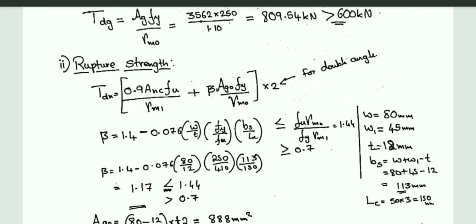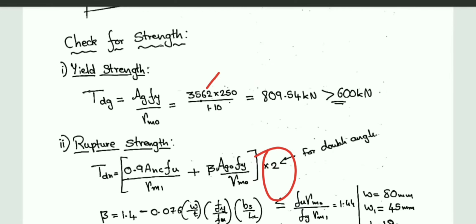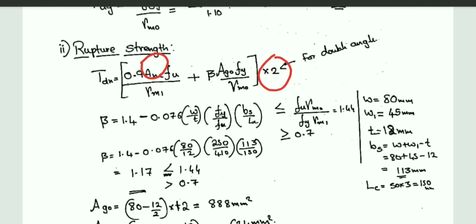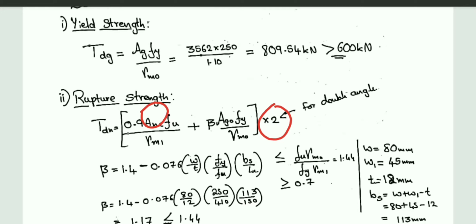Next one is the rupture strength, that is TDN. TDN will be equal to 0.9 ANC Fu divided by gamma m1 plus beta into AGO Fy divided by gamma m naught, into 2. Okay, here 2. For this first term we do not need to multiply by 2, because we have already taken the area of two angles. But here we need to multiply by 2 because only the area of one angle is taken, so at the end we multiply by 2 for the double angle connection.